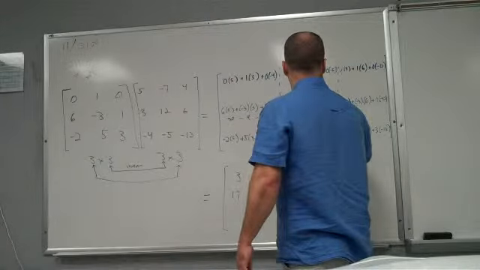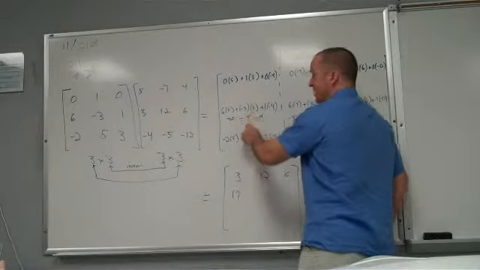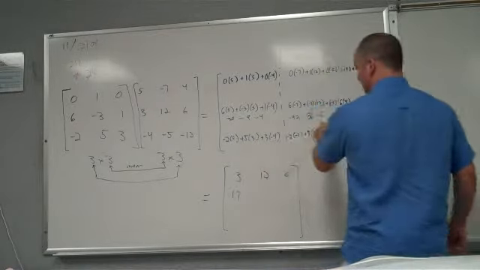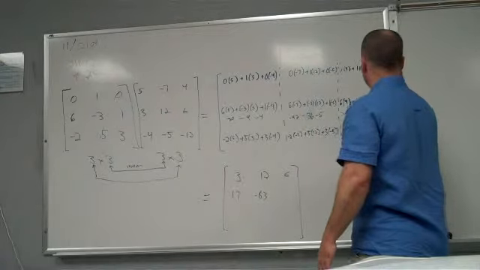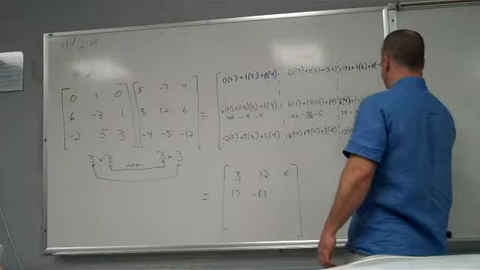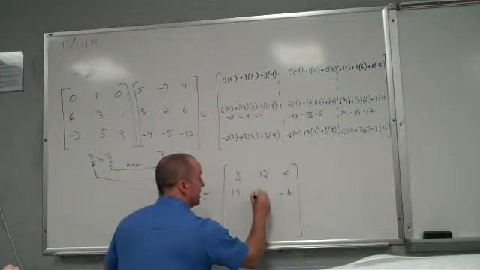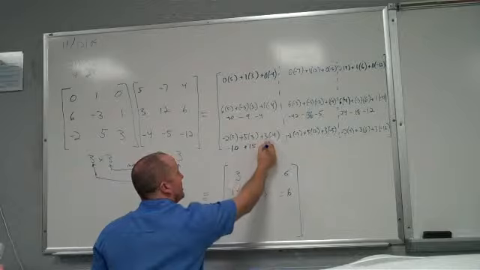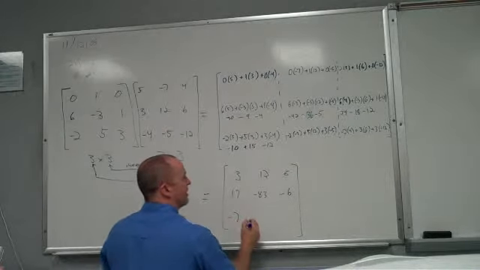I'm getting 30 plus negative 9 is minus 9, plus negative 4. Negative 83. Check my math. Here I'm going to get 24 minus 18 minus 12. Is that negative 6? Yeah. Down here, I'm getting negative 10 plus 15 minus 12. So that's negative 7. Am I right?